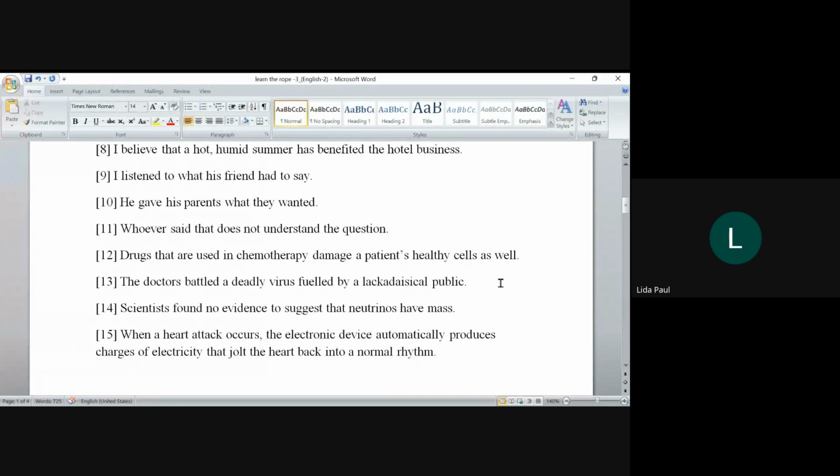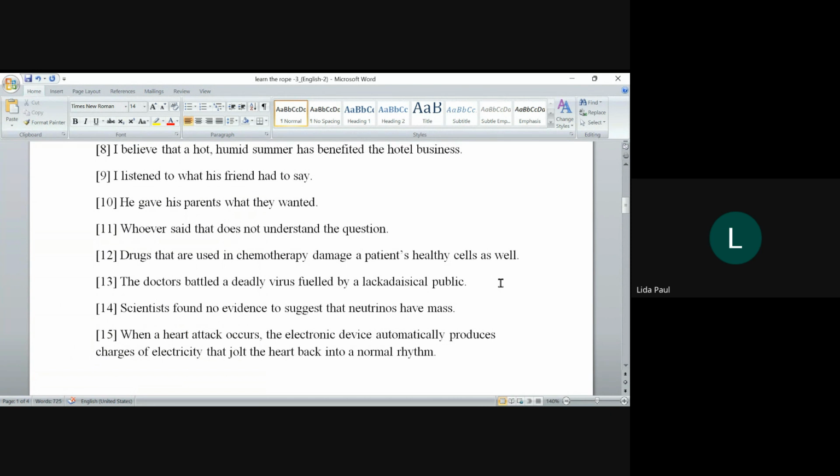What's the object? No evidence, right? Scientists found what? No evidence. So this is your independent clause. Now what is your subordinate clause in the sentence? To suggest that neutrinos have mass. We already discussed this in a previous example. Whenever you have the to plus verb form, this is an infinitive form. So if somebody asks what kind of subordinate clause this is, you can say this is an infinitival subordinate clause. Okay.